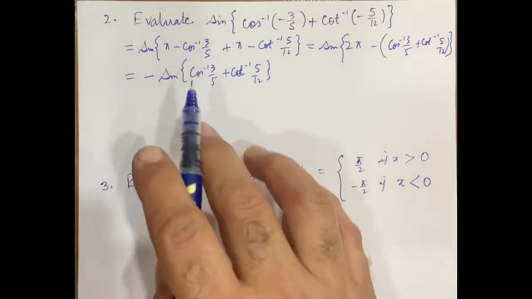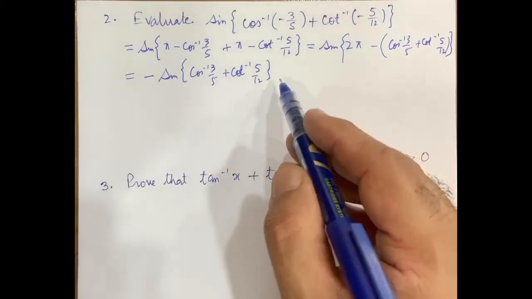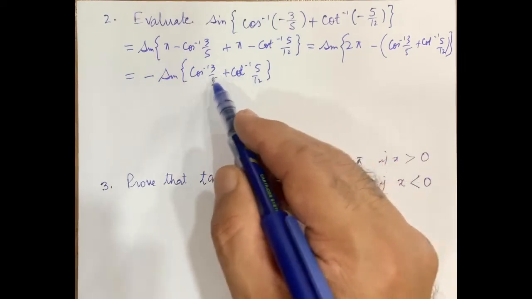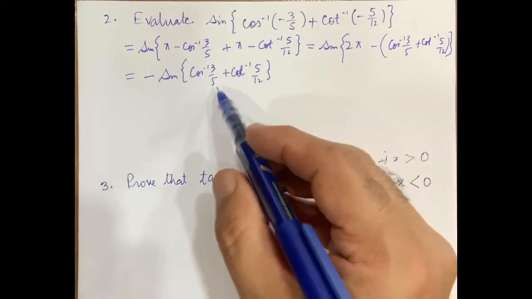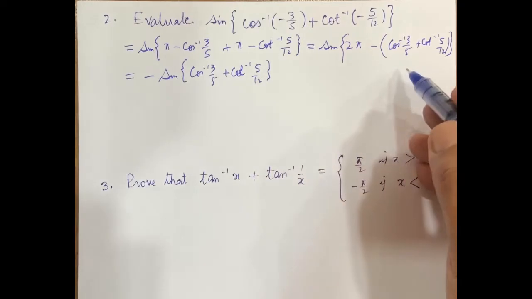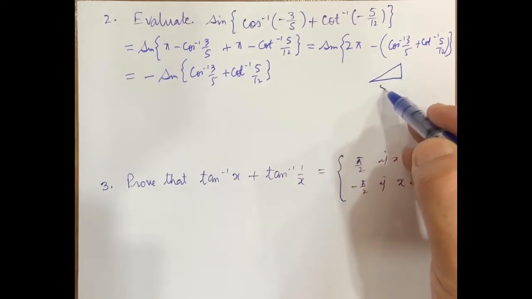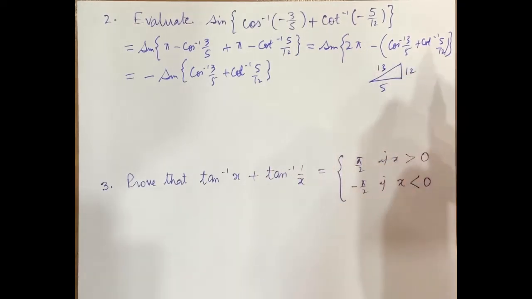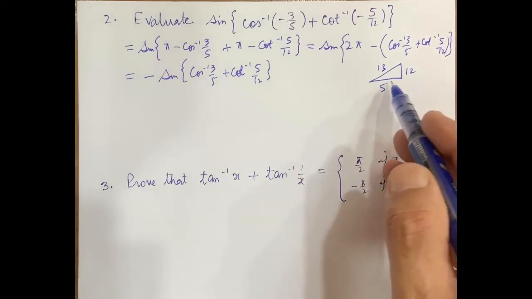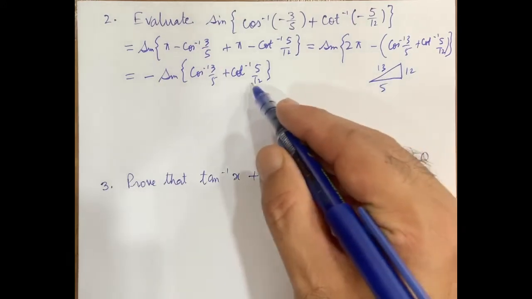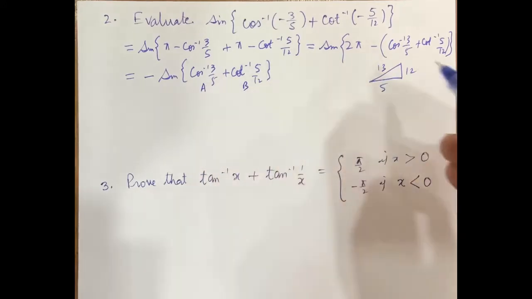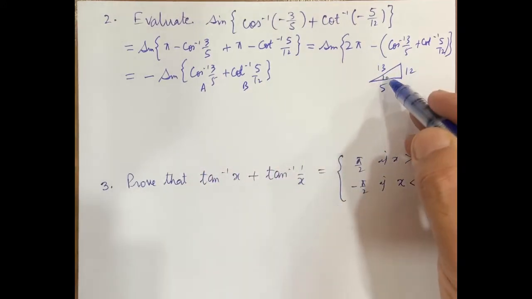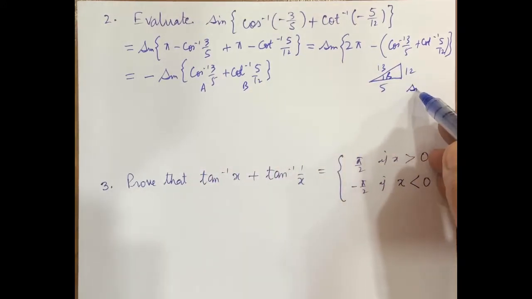This is like sine of a plus b. So let us first of all change these two, sine and cos inverse. This is already in cos inverse, cot inverse of 5 by 12. This is 5, this is 12, this will be 13. So let us change this to, let's say this is angle B, this is A. So this is B. What is sine of B?